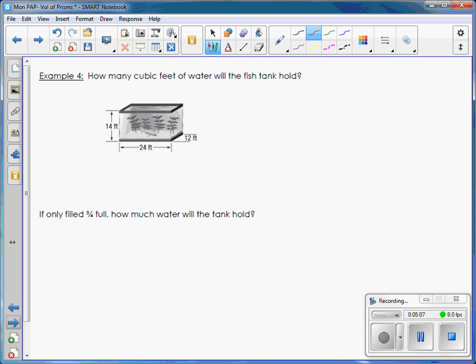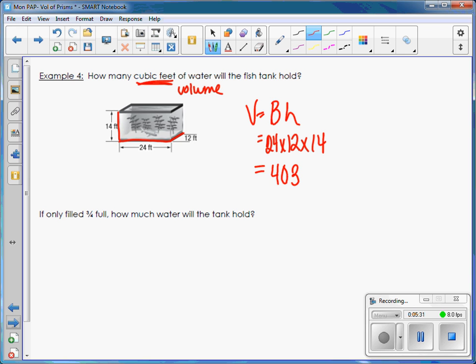Two more examples. How many cubic feet, which means volume, of water will the fish tank hold? Well, I've got to do my area of my base, which is 24 times 12, and then my height of my prism. All of that is going to multiply out to 4,032 cubic feet. Now it asks how much if I'm only going to fill it 3/4 full. So I want 3/4 of this amount. Please remember that of means multiply.